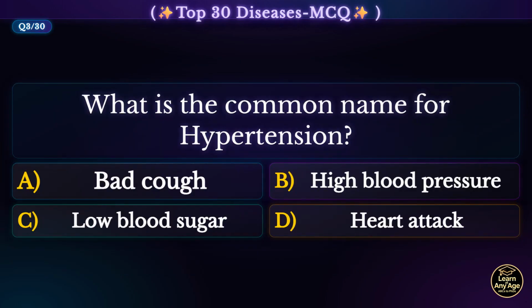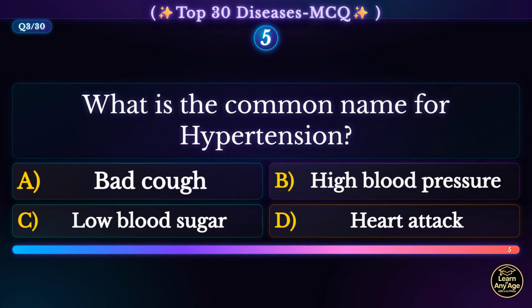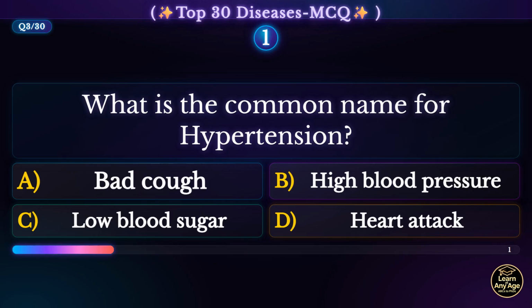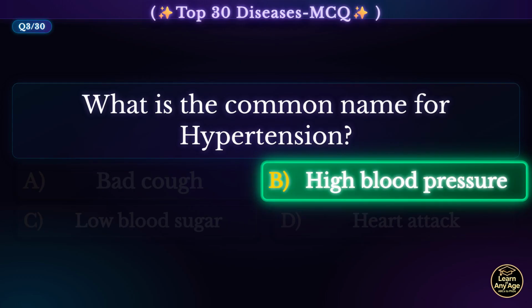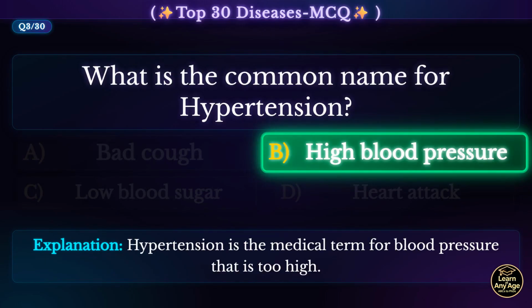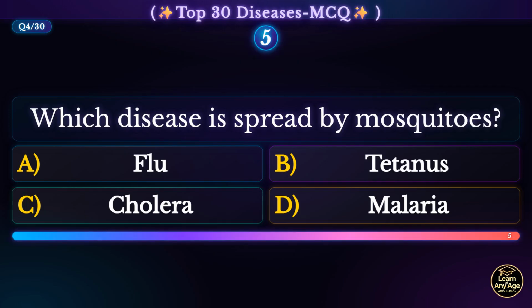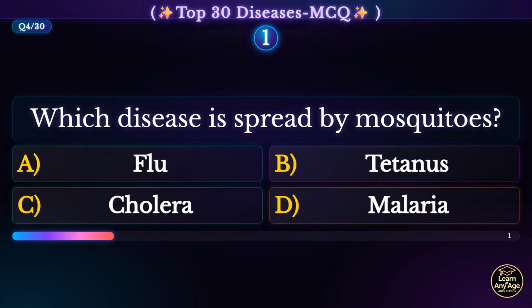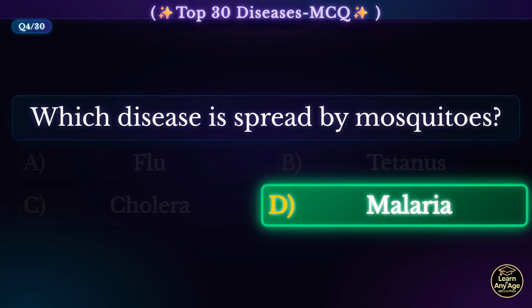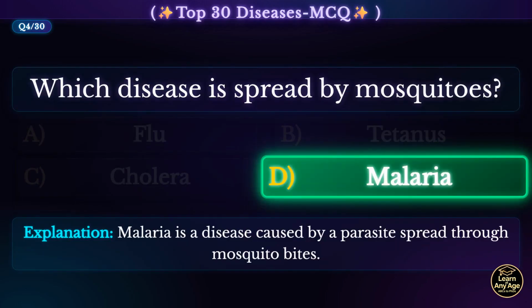What is the common name for hypertension? High blood pressure. Hypertension is the medical term for blood pressure that is too high. Which disease is spread by mosquitoes? Malaria. Malaria is a disease caused by a parasite spread through mosquito bites.